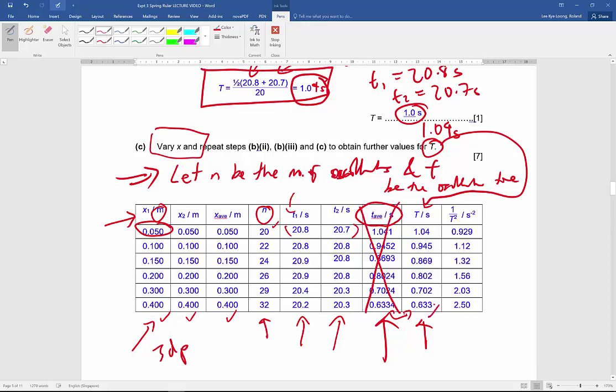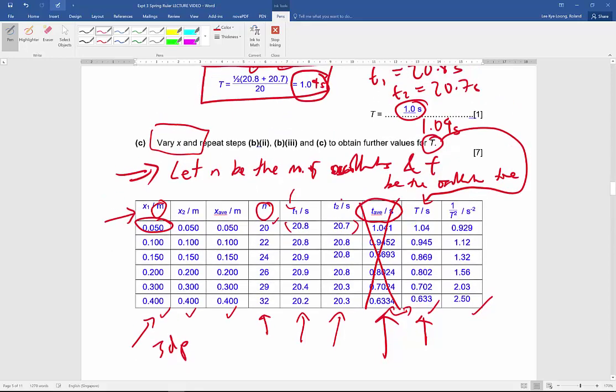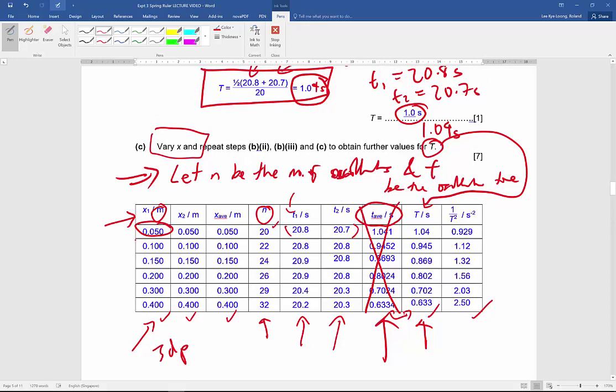Stick to T and 1 over T squared. So for T, you use 3SF because all the T1, T2 are 3SF. So 1 over T squared also uses 3SF because T1 and T2 are also 3SF. Okay, so now let's move on. So this is for the table. Remember, you only need to repeat for 5 sets of readings, because the first set should be taken from the data of the earlier question.